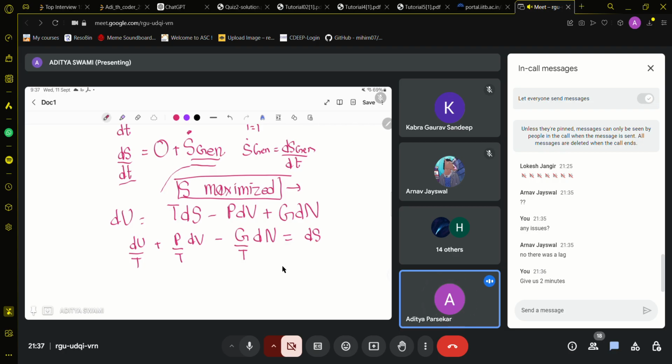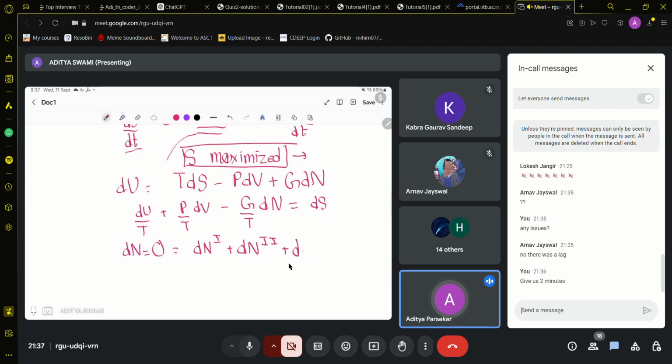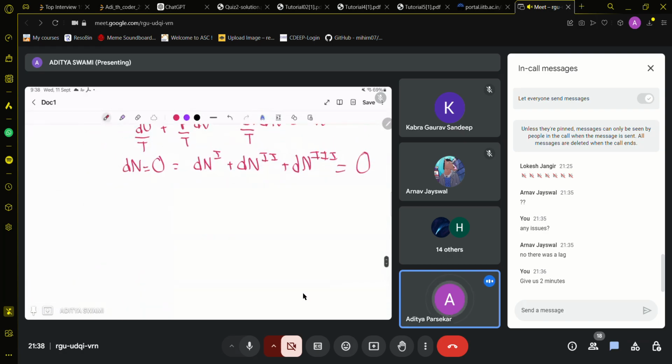So what are the constraints on the system here? You know this is an isolated system, so the overall number of moles in the system is going to be constant. That means dN is going to be 0, so dN from the first system plus the second plus the third is going to go to 0. There is some exchange within the systems once the boundary is changed, but on the whole, if you draw a boundary around the three systems, 1, 2, 3, nothing is going to go outside this boundary. That's how I end up with this equation.